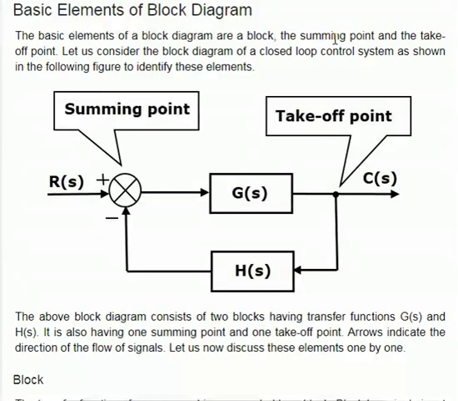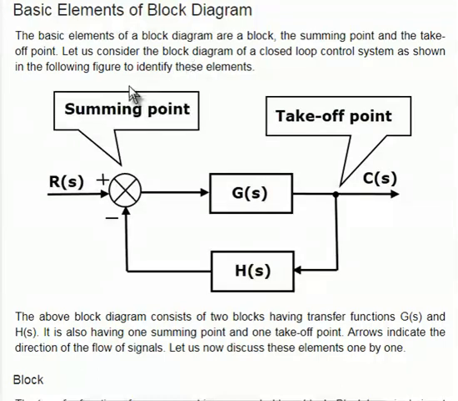Now let us consider the block diagram of a closed loop control system as shown in the following figure to identify these three elements. What are those elements? Block, summing point, and takeoff point. This is a very important concept, a basic concept to solve the block diagram.